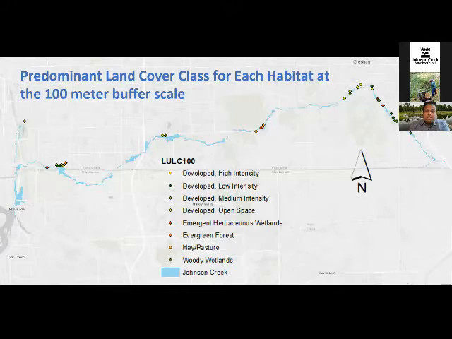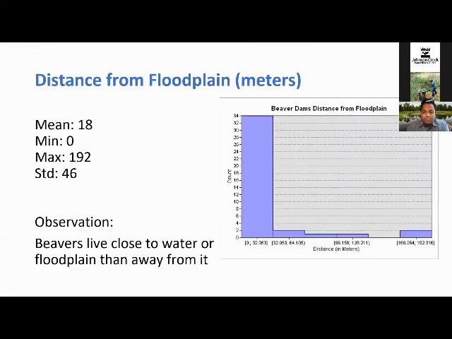This is just a map showing the most predominant land cover class for each habitat at the 100-meter buffer scale. The observation here is that, as you can see, we are close to freshwater here. We have more developed areas close to beaver dams, but as you go away from this area, you have more wetlands or agricultural classes that are more dominant.